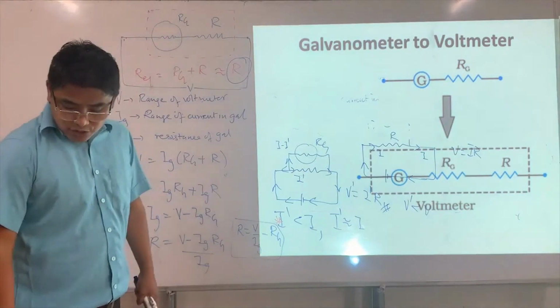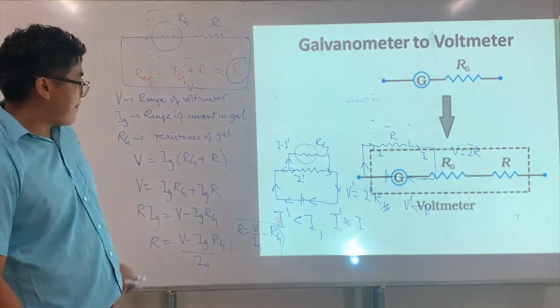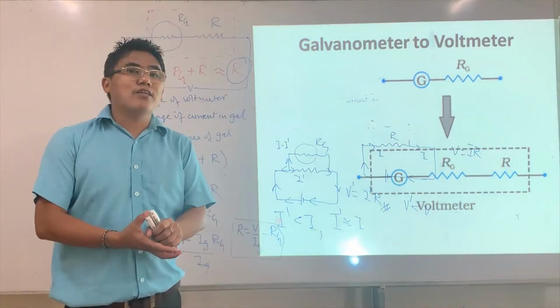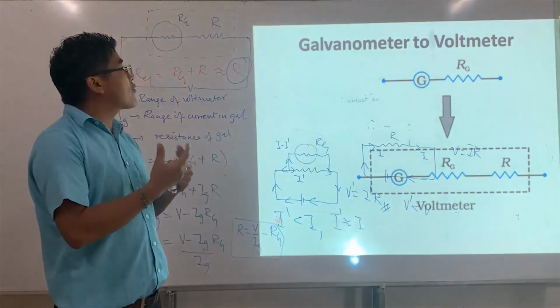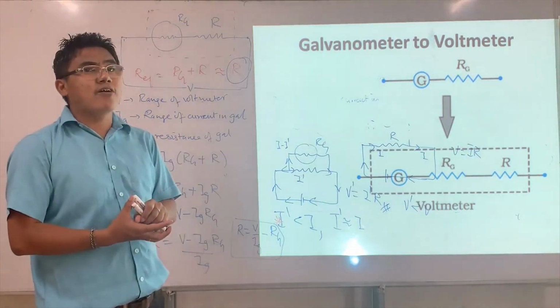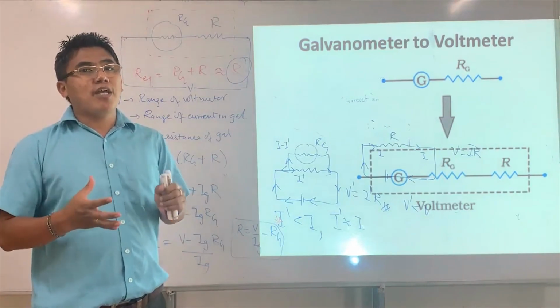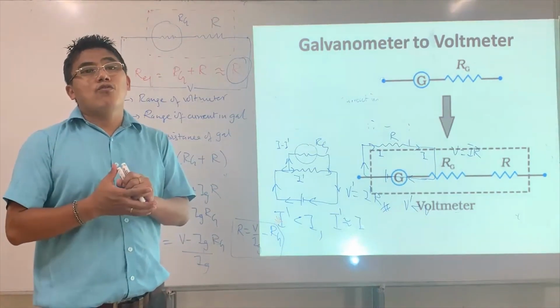All right, so this is how, and maybe next I will send a few problems related to how to convert a galvanometer into a voltmeter. All right. So with this, we come to the end of this chapter, chapter number 4.